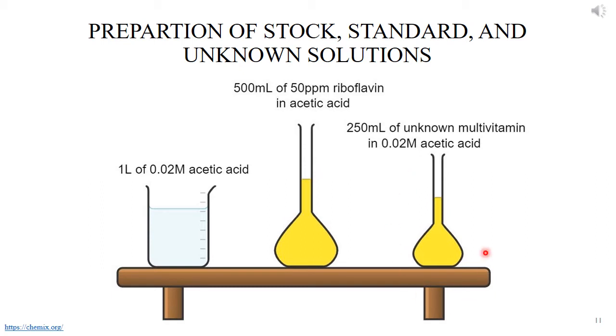For the third solution, 250 milliliters of the unknown multivitamin solution was prepared. 50 milligrams of the crushed multivitamin tablet was added and mixed with a 0.02 molar acetic acid solution. The solution was heated for the riboflavin to dissolve.